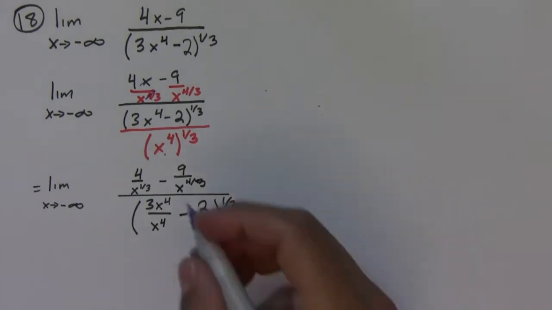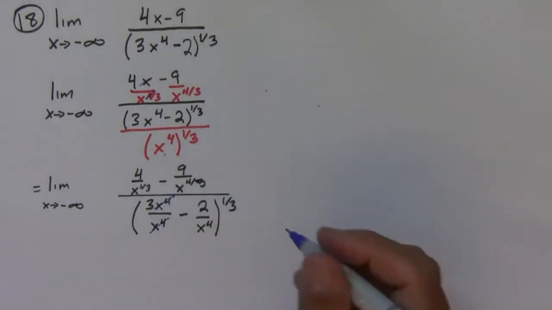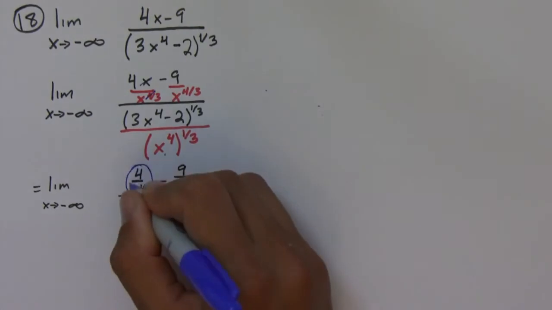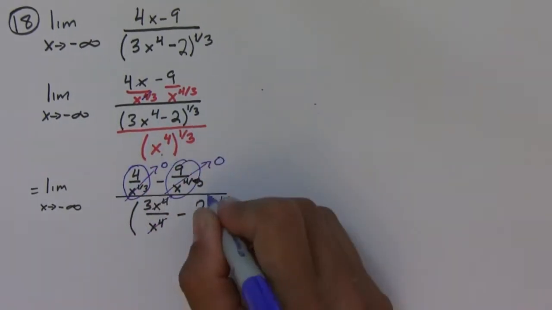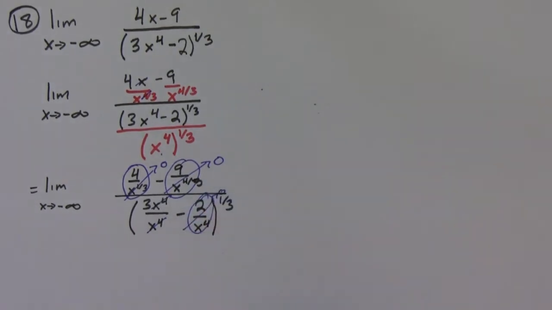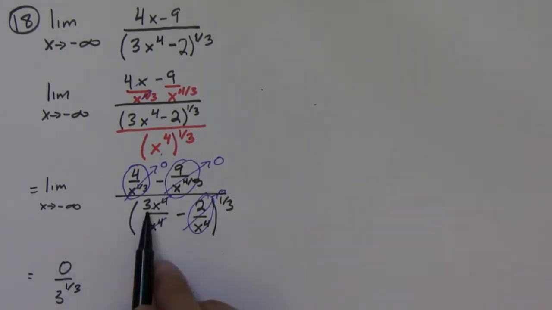Now these cancel. This one is going to 0, this one is going to 0, and this one is going to 0. So that means we have 0 over 3, which is the only thing left over, to the 1/3. Well, this is just equal to 0.